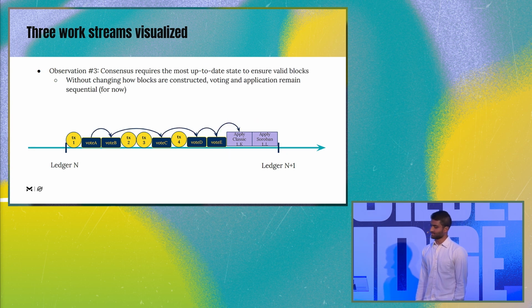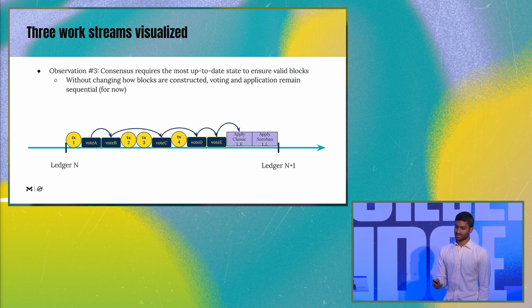And the last observation is that consensus requires the most up-to-date state to produce valid blocks, which means voting and application should remain sequential. Note that this means that Stellar Core itself can't issue its votes, but it can still receive, process, and propagate votes from other Stellar Cores.